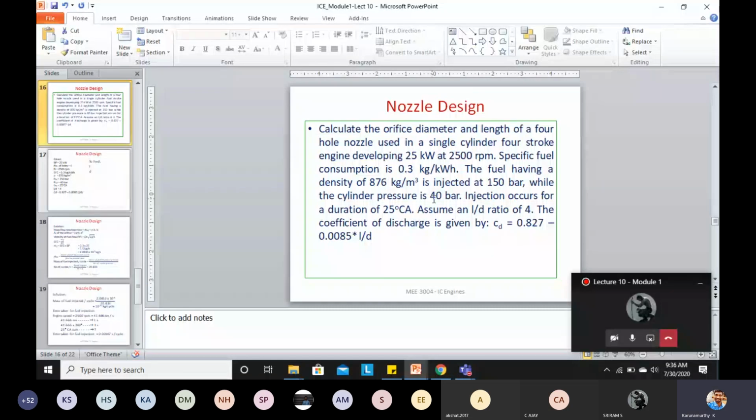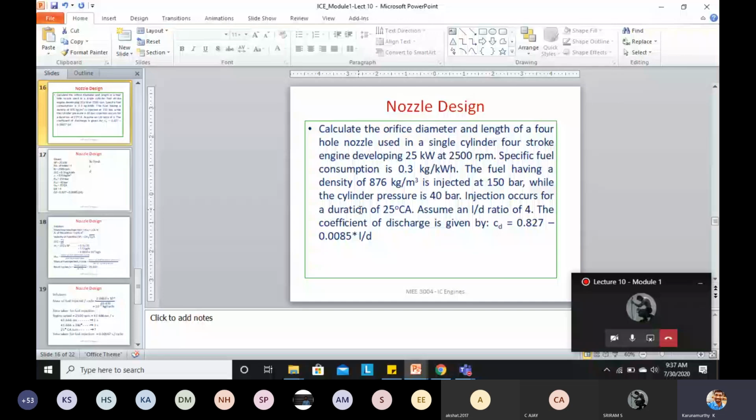The specific fuel consumption is given as 0.3 kg per kilowatt hour, and the fuel has a density of 876 kg per meter cube, and it is injected at a pressure of 150 bar, whereas the cylinder pressure is 40 bar. That means what is the pressure drop across the orifice? In the injector, pressure is 150 bar. Pressure inside the engine cylinder is 40 bar. So what is the pressure drop? 150 minus 40, so 110 bar is the pressure drop. And the injection occurs for a duration of 25-degree crank angle, and the L by D ratio is given as 4.